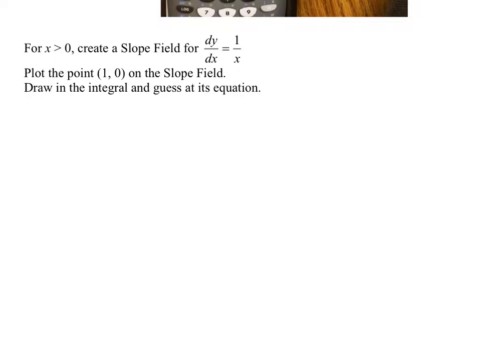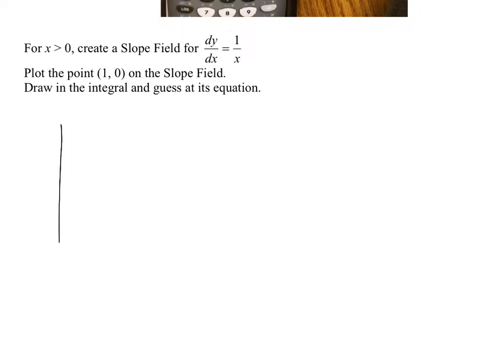Here it says for x greater than 0, create a slope field for dy dx equals 1 over x. Now, this is a lot simpler than it seems because notice dy dx only has an x in it. So that means all of our columns are going to be identical because no matter what y is, that y does not impact our slope. So that's kind of nice.